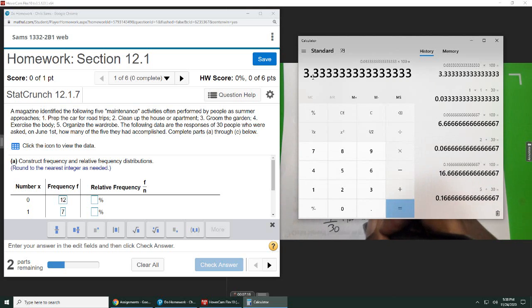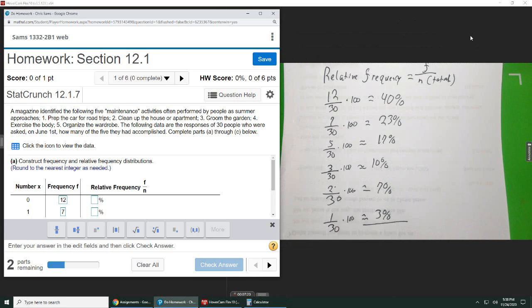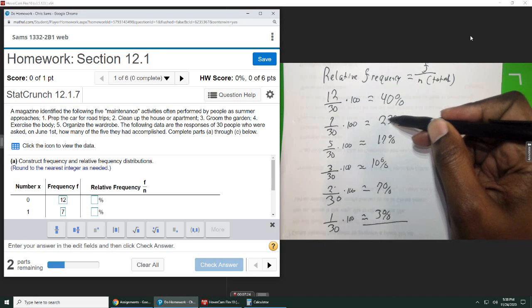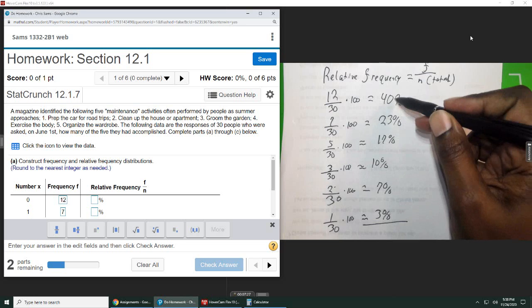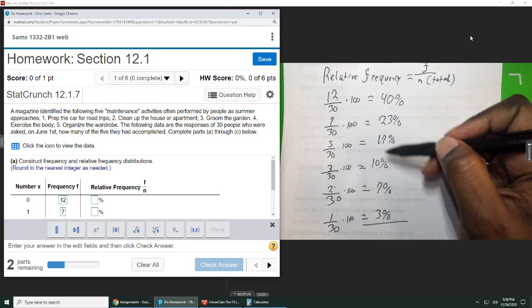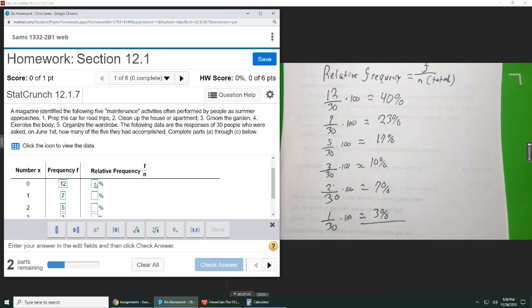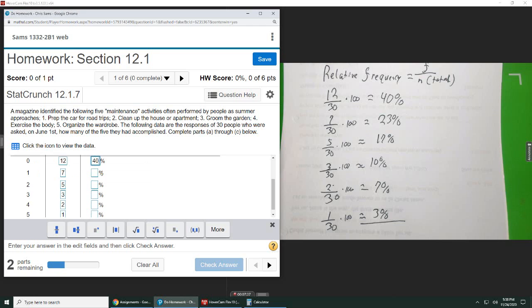Now another intermediate check step, if you were to add up all these percentages, we should get 100%. So these two will give you 40, 80. So 40 plus 40 is 80, 90, 100. So that's 100%. All right, so we're going to put those percentages in their respective places. So that's going to give us 40, and then 23, 17, 10, 7, and 3.